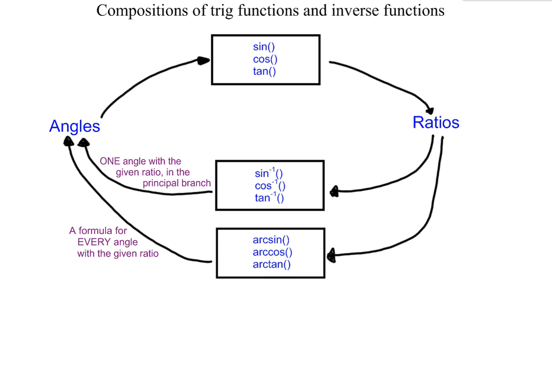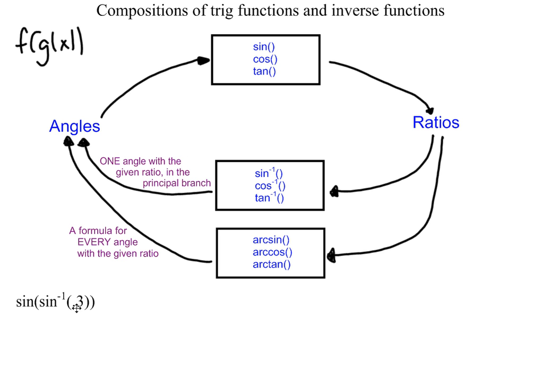So compositions of trig functions and inverse functions are, you might remember this word, composition of functions, from back in chapter 1. That was when we had problems like f of g of x, right? We had one function nested inside of another. So an example of a composition of a trig function and an inverse function is something like sine of inverse sine of 0.3. So let's look at this picture here to figure out what this means.